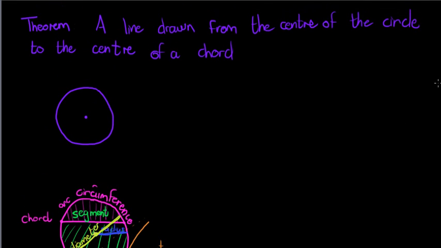So if I say that a line is drawn from the center of the circle to the center of a chord, a chord being any line from one part of the circumference to another part, and I go to the center of the chord, that means that this length here is equal to that length there. So that's the conditions. The consequence of these two conditions is that the line will be perpendicular to the chord.